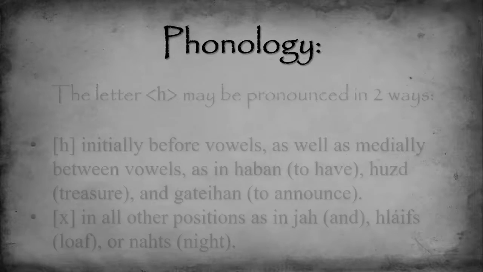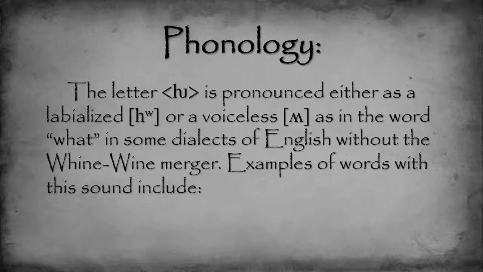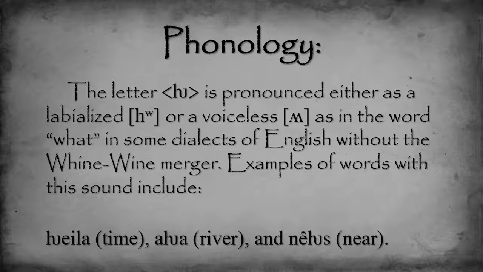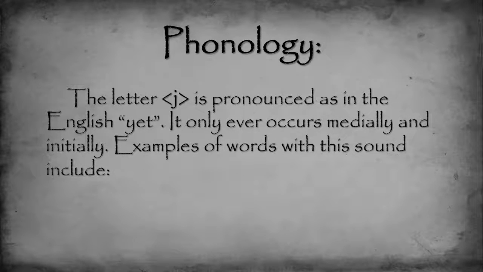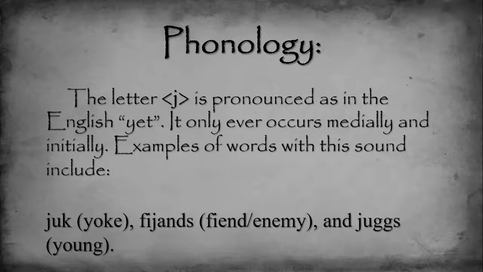The letter hwair is pronounced either as a labialized hw or a voiceless hw, as in the word what in some dialects of English without the wine merger. Examples of words with this sound include hweila, meaning time, ahwa, meaning river, and nehws, meaning near. The letter J is pronounced as in the English yet. It only ever occurs medially and initially. Examples of words with this sound include juk, meaning yoke, fijands, meaning fiend or enemy, and juggs, meaning young.